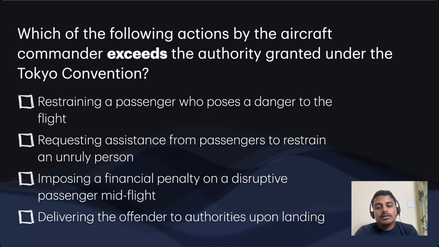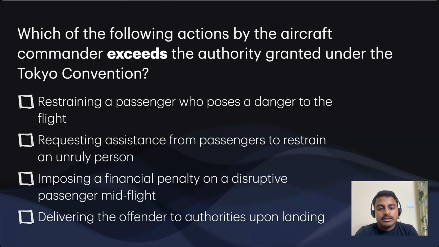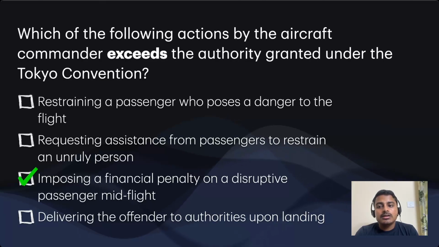The third one, imposing financial penalty, that is not part of the authority granted to aircraft commander. He does not have that authority, right? And delivering the offender to authorities upon landing is what he is supposed to do when the aircraft lands, right? So the answer here is imposing a financial penalty on a disruptive passenger. So this is exceeding the authority that is granted under the Tokyo Convention.